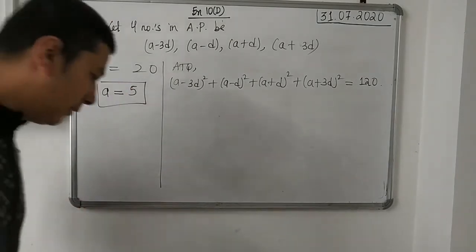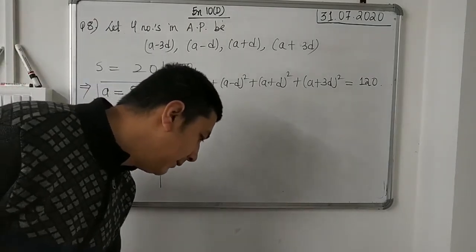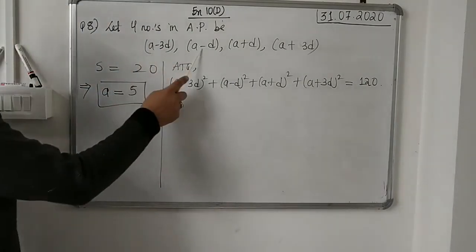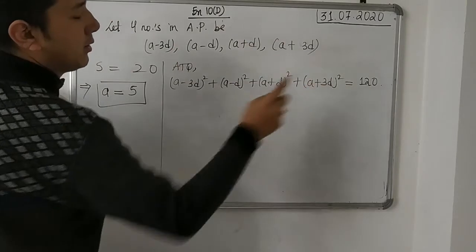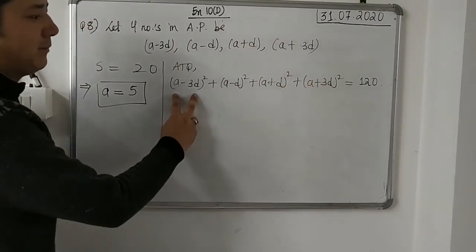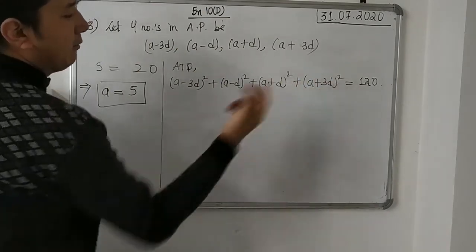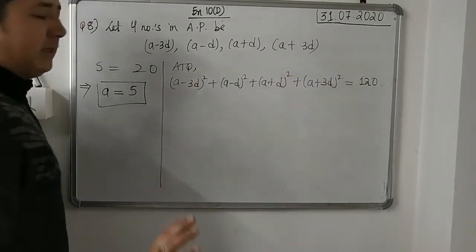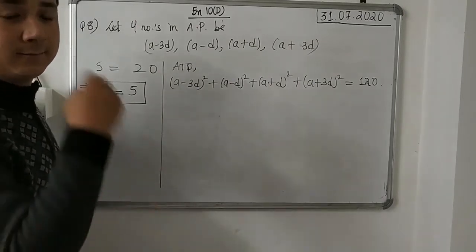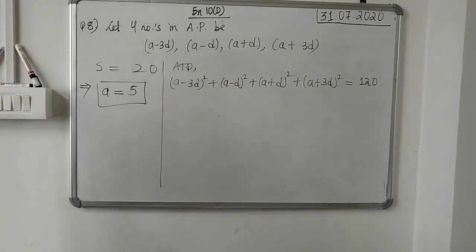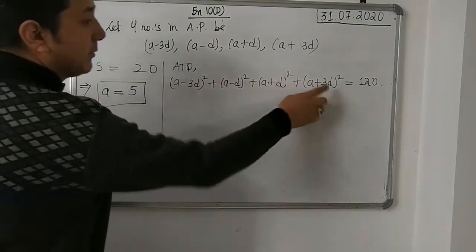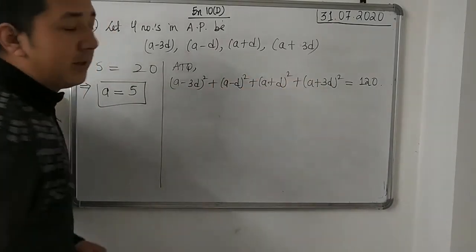The second part of the question tells you that the sum of squares is 120. So the square of this plus the square of this plus the square of this plus the square of this is 120. Now I've already shown you how to expand. Use the formula (a minus b) whole square, (a plus b) whole square. This part and this part, 2ad gets cancelled out. This part and this part, 2ad gets cancelled out.